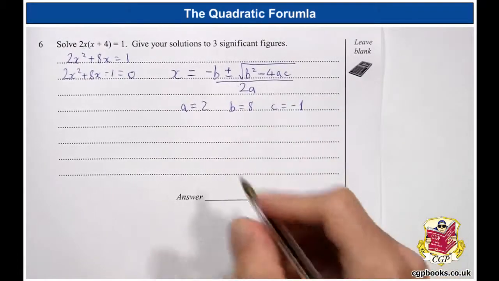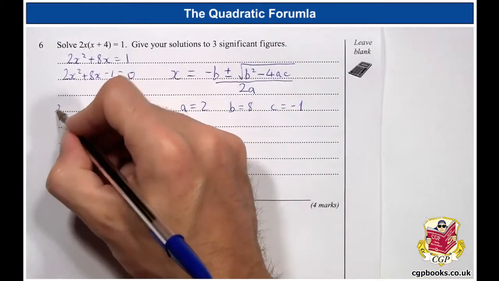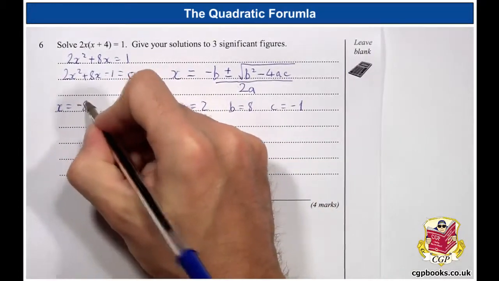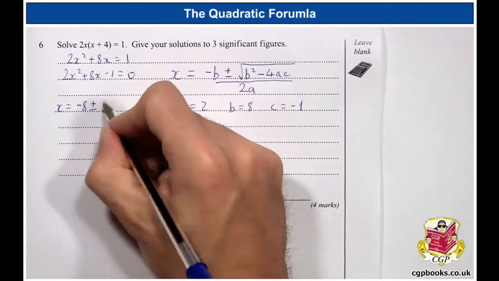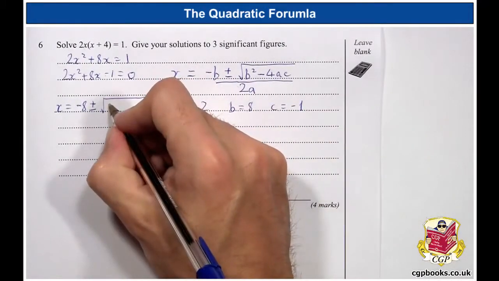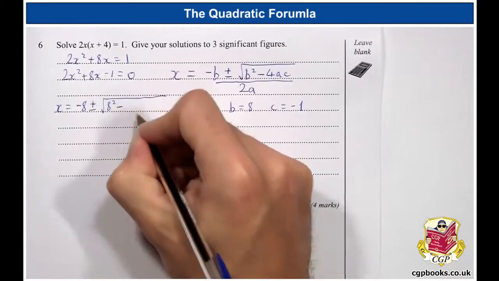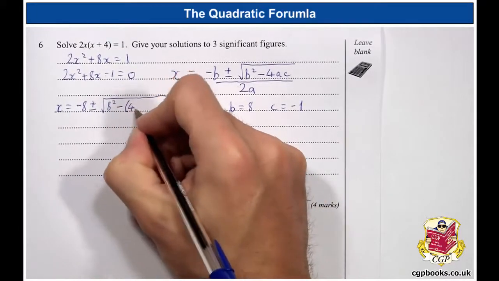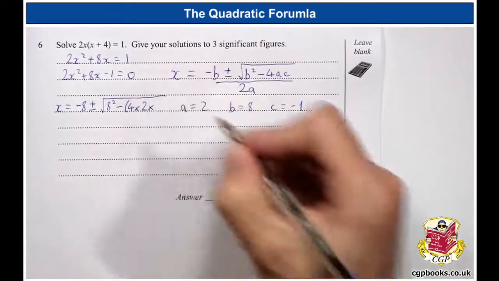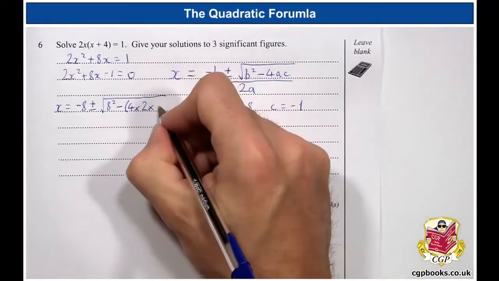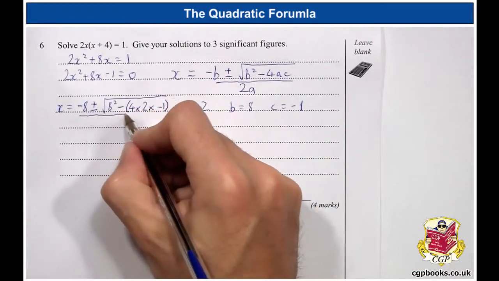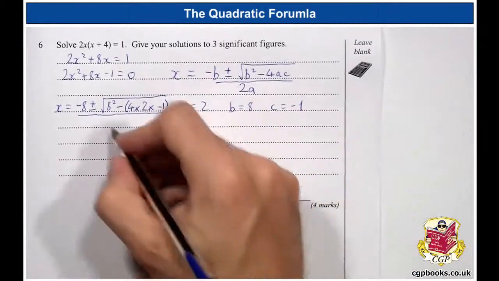And there we go. So now we put it into the formula. So x equals minus b, minus 8, plus or minus the square root of b squared, so that's 8 squared, minus 4ac, okay, 4 times a, which is 2, times c, which is minus 1. Here's where we have to be careful with the minus numbers. Over 2a, so that's 2 times 2.